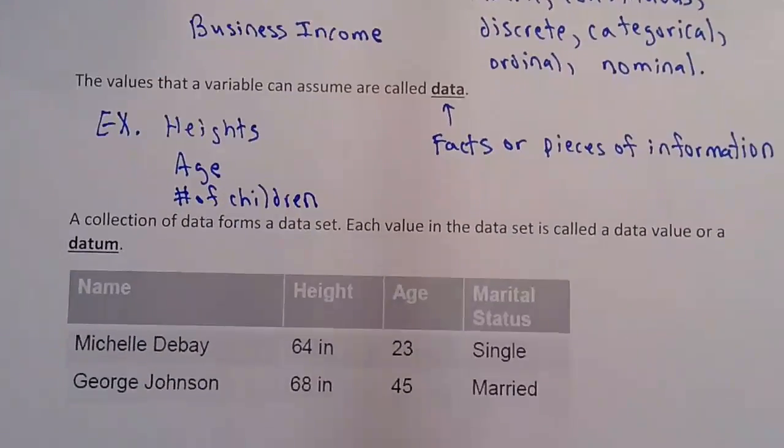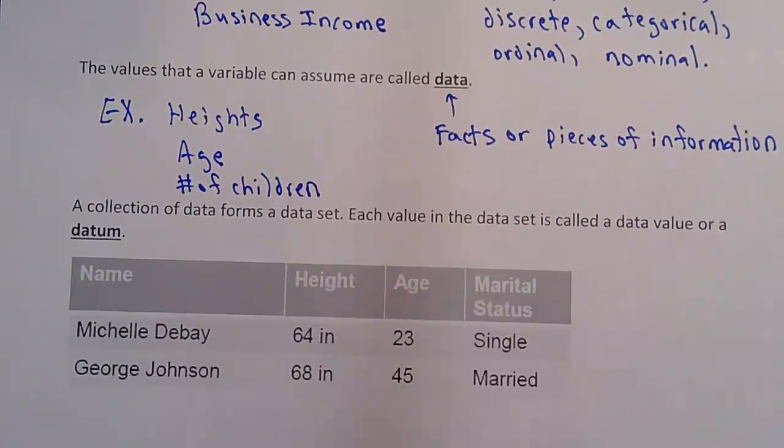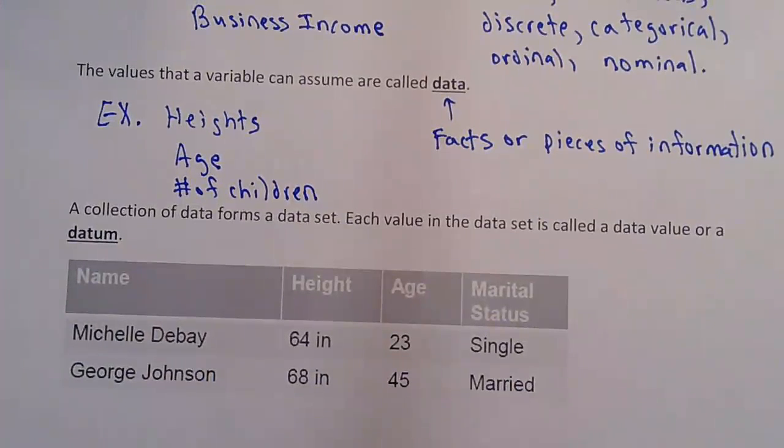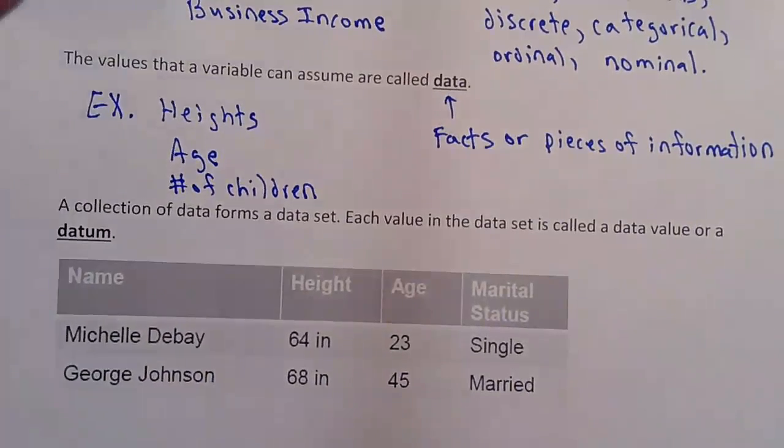Then here we have that a collection of data forms a data set. Each value in the data set is called a data value or a datum. Here we have some examples, a couple of names mentioned, and their heights are provided, their ages are provided, and their marital status are provided. Okay, let's look at the next page. Page 2.